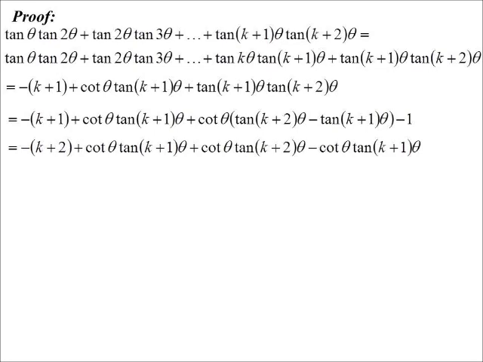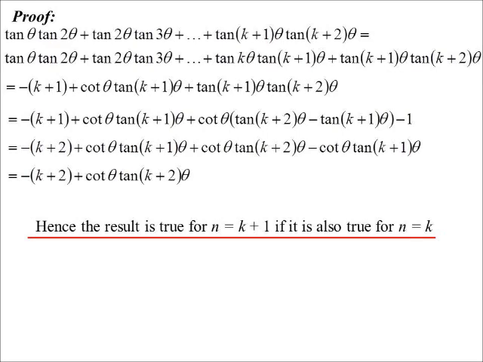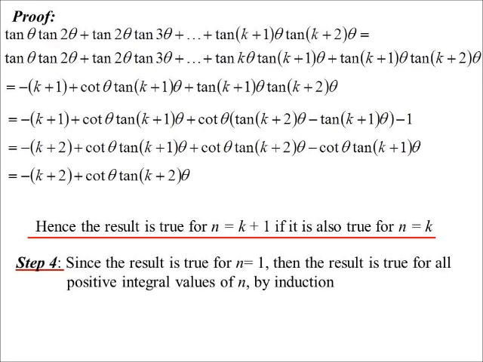We've got the minus k plus 2, expand out, yes, look what happens. I end up with minus cot theta tan k plus 1 theta, which cancels with the plus cot theta tan k plus 1 theta. Bang, there's our result. It drops out. So yep, all good. It works for k plus 1 if it's true for k. And since the result's true for n equals 1, etc., etc., etc.